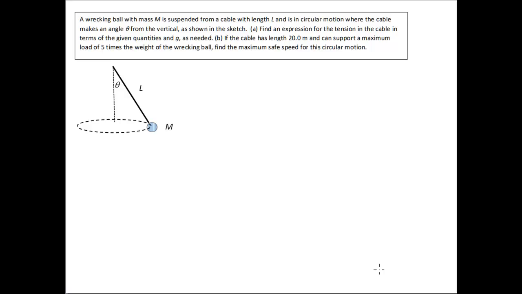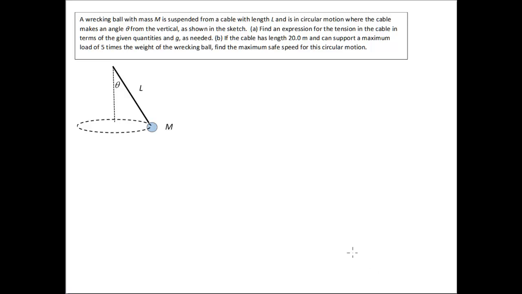So first we want to find an expression for the tension in the cable in terms of the given quantities, and then if we know the cable's length and we know that the maximum strength of the cable, the maximum load it can support, is 5 times the weight of the wrecking ball, what's the maximum safe speed for the circular motion?